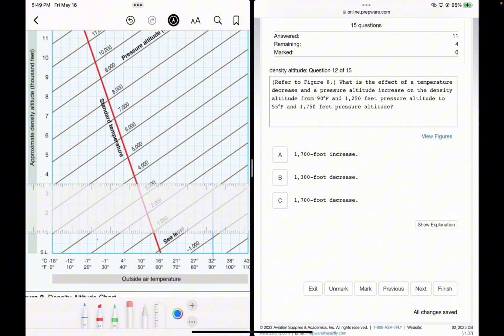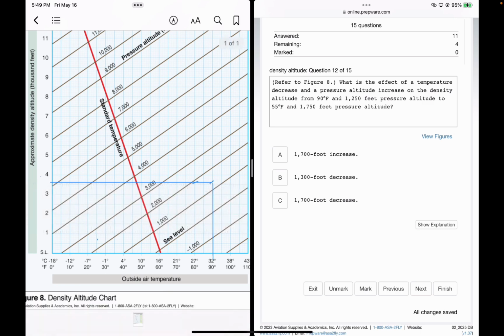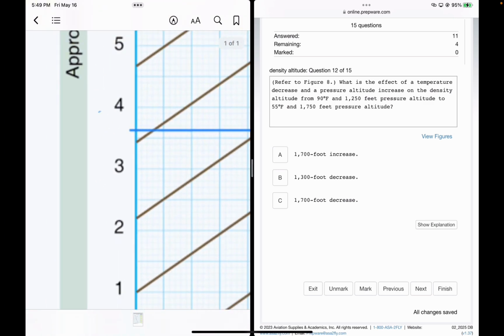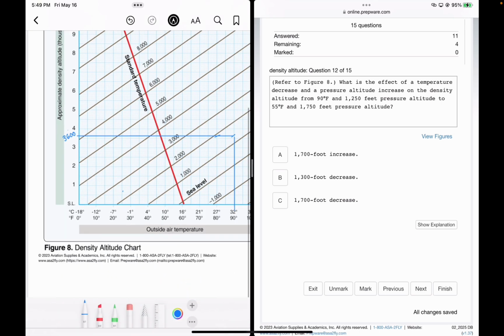And then you draw your line. Oh, that's not a very good line. You draw your line, and you find out the answer. So that would be 3,600 is what I'm seeing. 3,600. And then we go next.